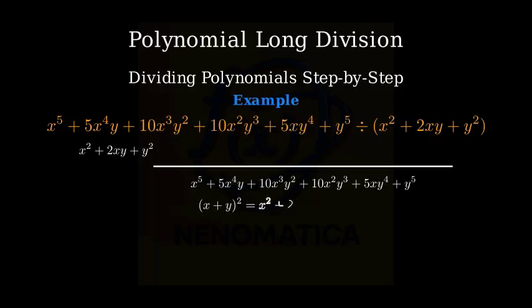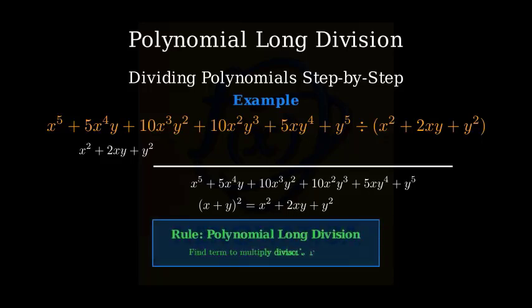The divisor x squared plus 2x y plus y squared is actually a perfect square trinomial. We can factor it as x plus y squared. This observation might be helpful later, but for now, let's proceed with the long division process. Let's begin the polynomial division process.